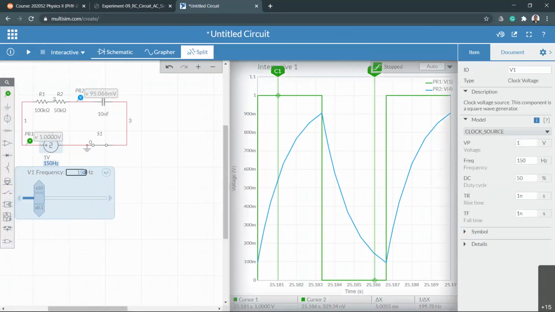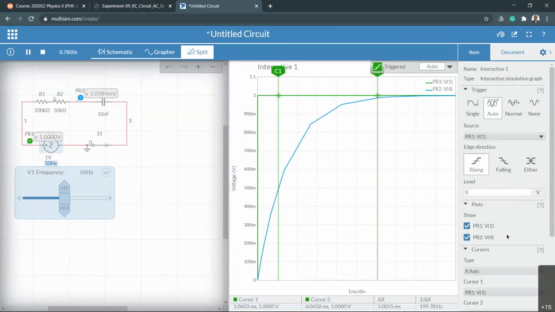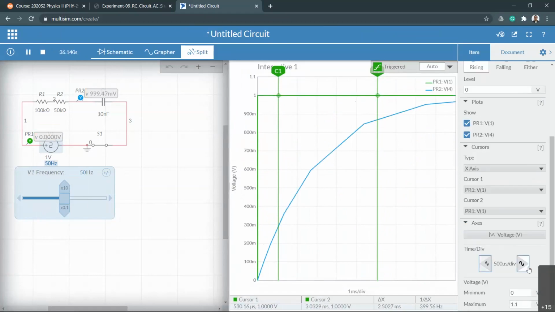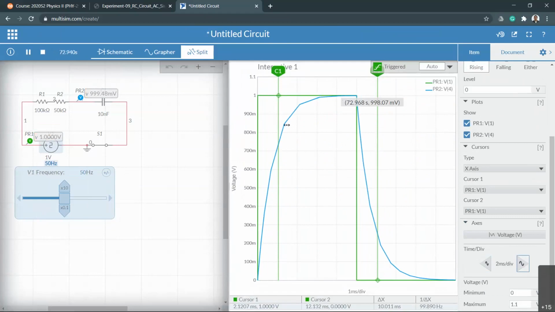Maybe we can try this with 50 hertz. Let's try with 50 hertz. Okay, so that seems to be fine now. Let's see whether it's fully charging. Okay, now it's good. Now you can see it's fully charging, right? So that's the idea. So it has to reach. So that's what I meant earlier.